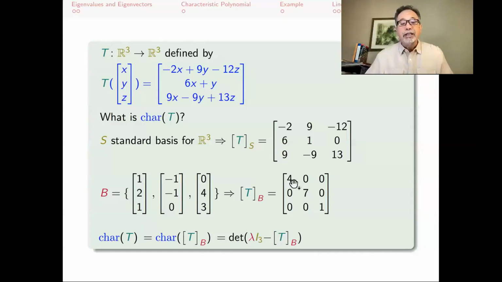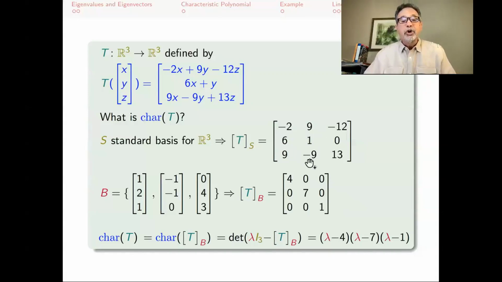So what do you get? You get lambda minus 4, lambda minus 7, lambda minus 1 down the diagonal and 0 everywhere else. The determinant of that is just the product of those. And so the characteristic polynomial of that linear transformation is lambda minus 4 times lambda minus 7 times lambda minus 1.